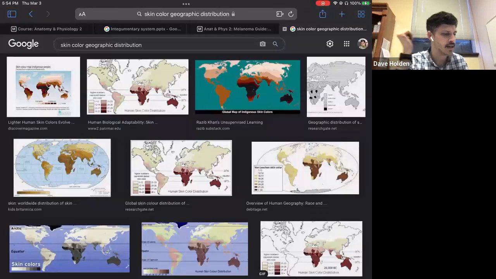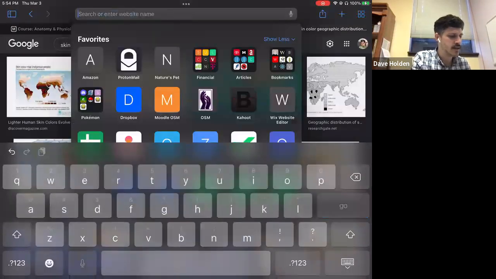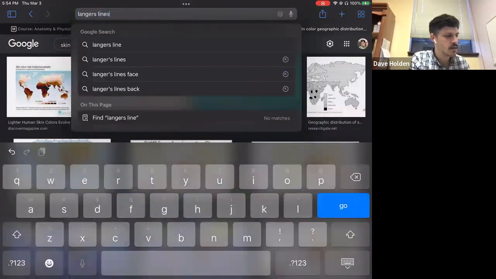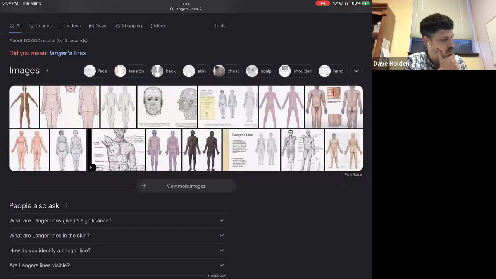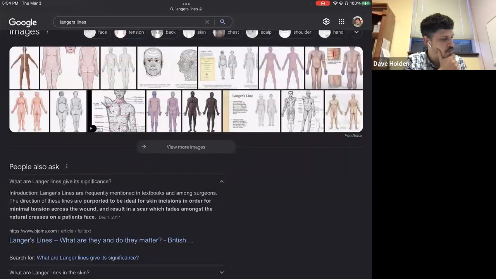All right, you know what? Let's learn together, because that's not what I thought we were talking about. Langer's lines. And how are these different from dermatomes? Langer's lines are frequently mentioned in surgery in terms of direction. These lines are reported to be ideal for skin incisions in order to minimize tension across the wound, and it results in scars that fade amongst the natural creases on a patient's face. Okay. It makes a lot more sense.